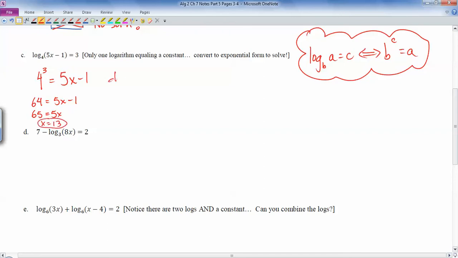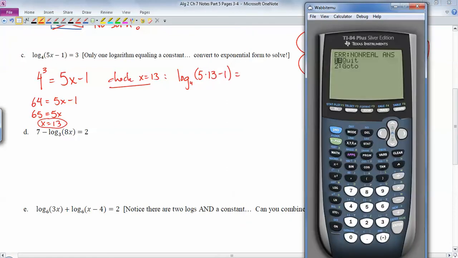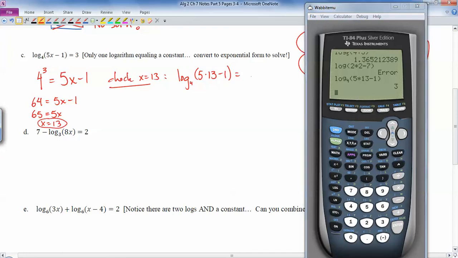So let's check it. Check x equals 13. So that's going to be log base 4 of 5 times 13 minus 1. Well, if we punch that into the calculator, log base 4 of 5 times 13 minus 1, and it's 3, which is what we want. That's good, right? We wanted 3. So that's good. This answer works.